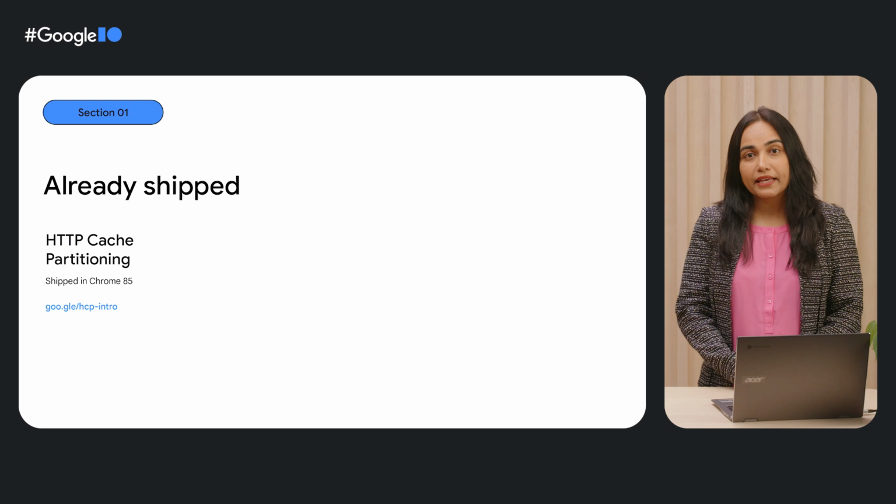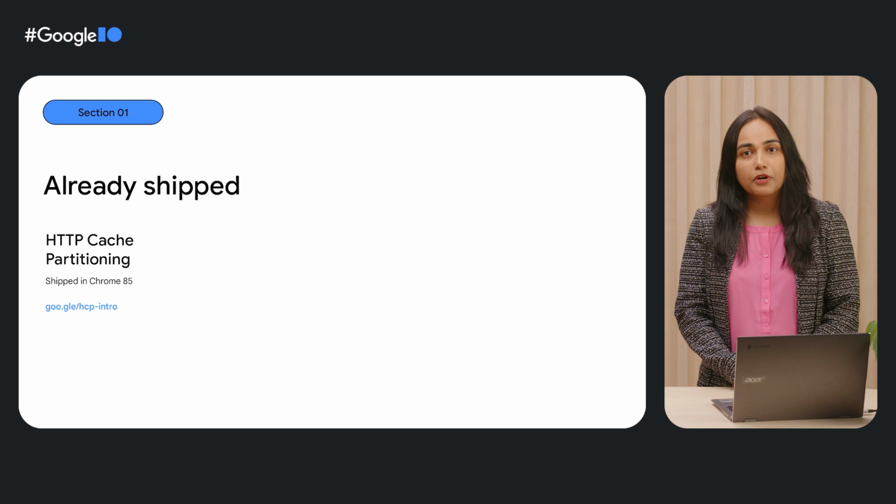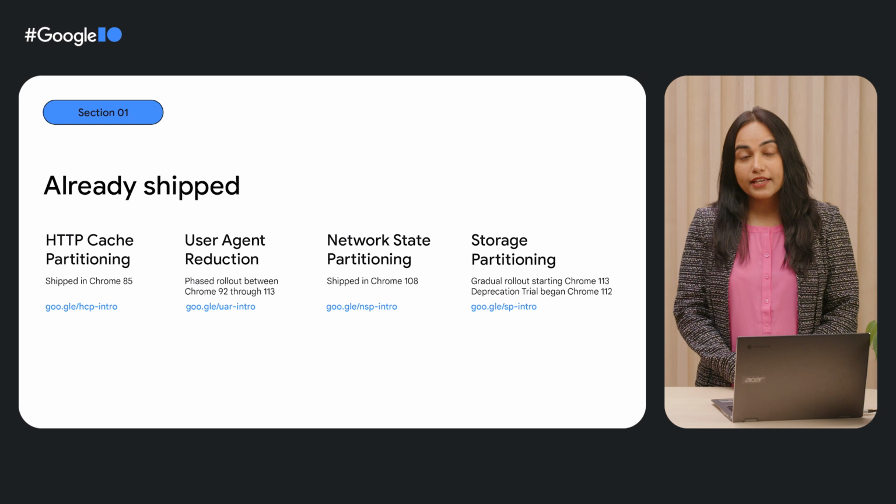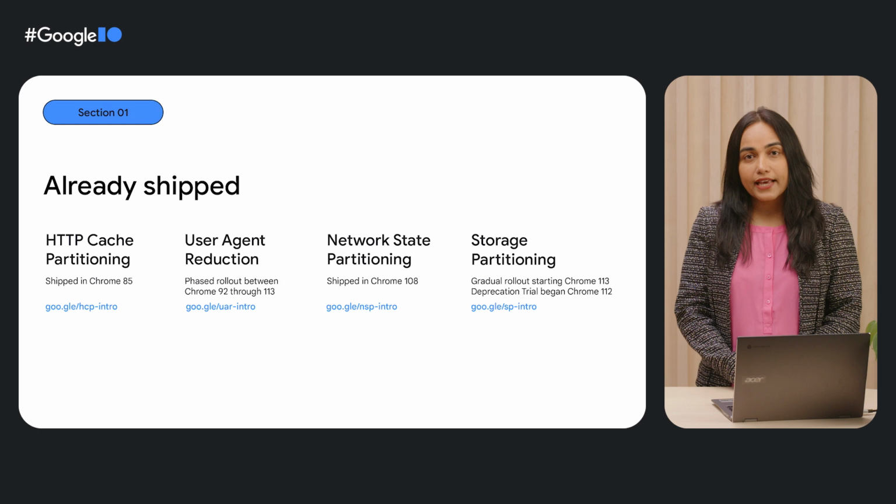We've already made some progress in removing tracking vectors on the web. HTTP cache partitioning shipped in Chrome 85. User agent string reduction, which we began via a phased approach in Chrome 92, will be complete in Chrome 113. Network state partitioning shipped in Chrome 108, and storage partitioning is also starting to roll out in Chrome 113. If your site has embeds that depend on storage, such as IndexedDB, local storage, and session storage being accessible across multiple top-level sites, check out the link under storage partitioning for more information.